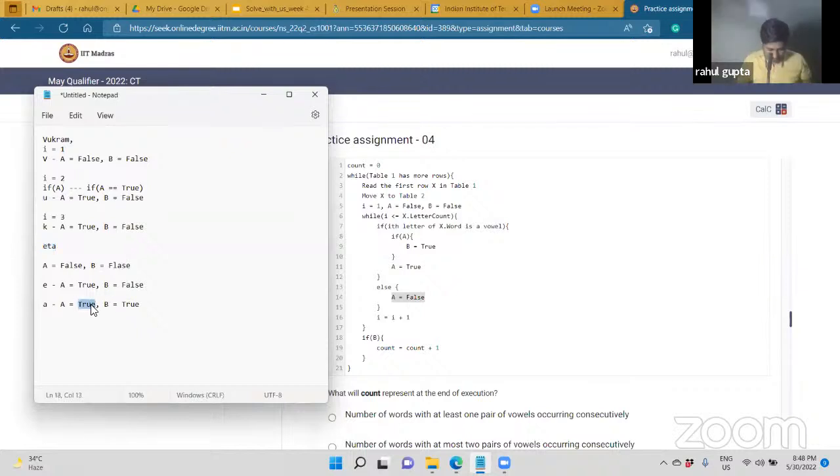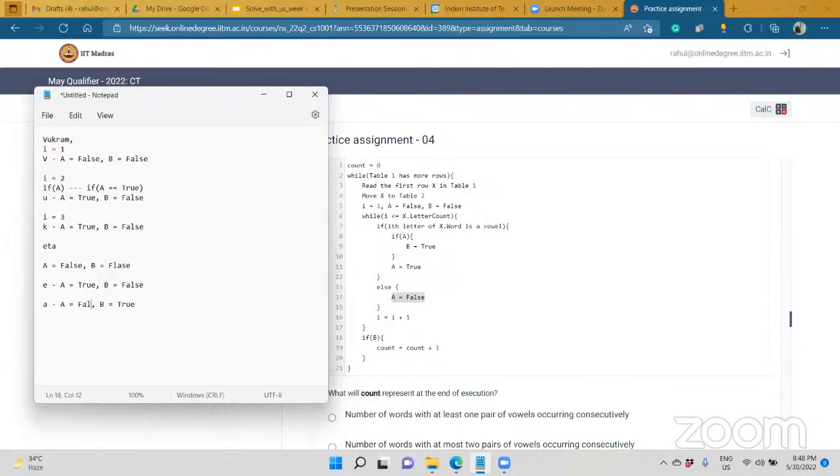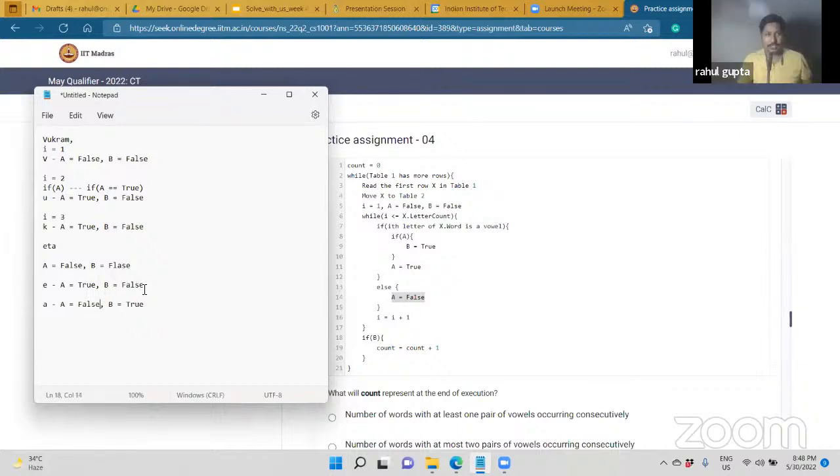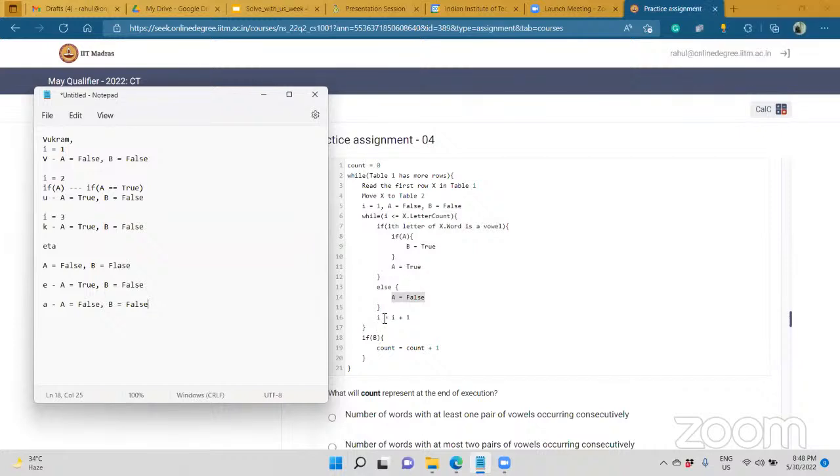Now you just told that change A to false, right? Right. Okay. B is already false, right? For the next, is A also a vowel, so A becomes true, and then B also gets true.